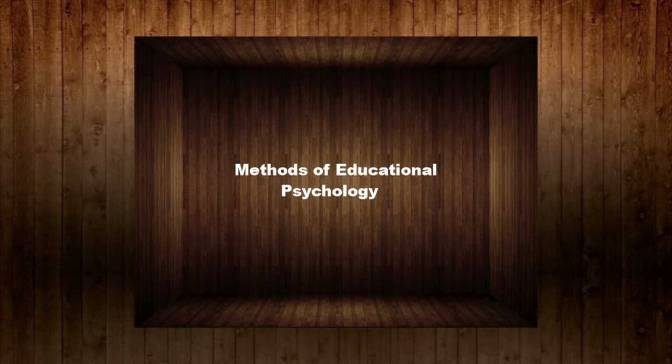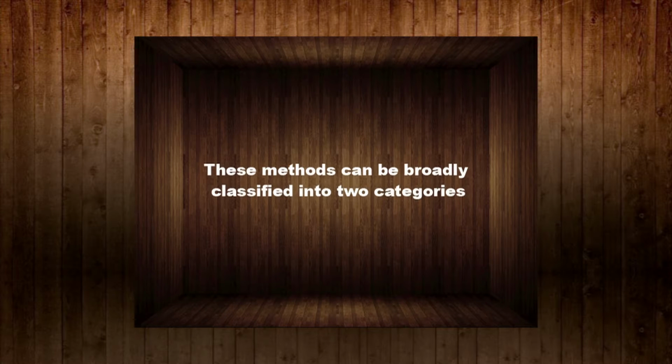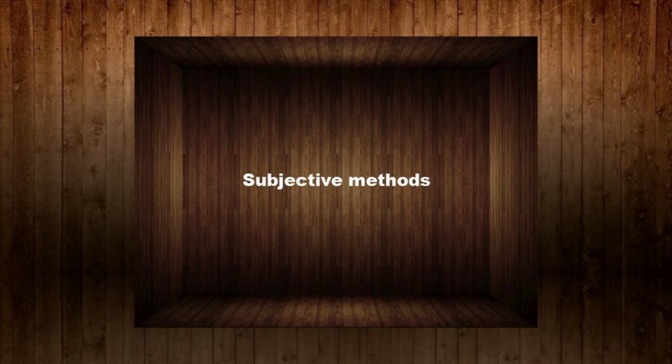Methods of educational psychology. The first attempt to adopt a method of educational psychology began in the year 1879 by Wilhelm Wundt of Germany. In recent years, with the development of technology, researchers have started using new methods of collecting and analyzing data. There are several methods that are being used these days in psychology. These methods can be broadly classified into two categories: subjective methods and objective methods. These methods can be discussed one by one. Number one, subjective methods.